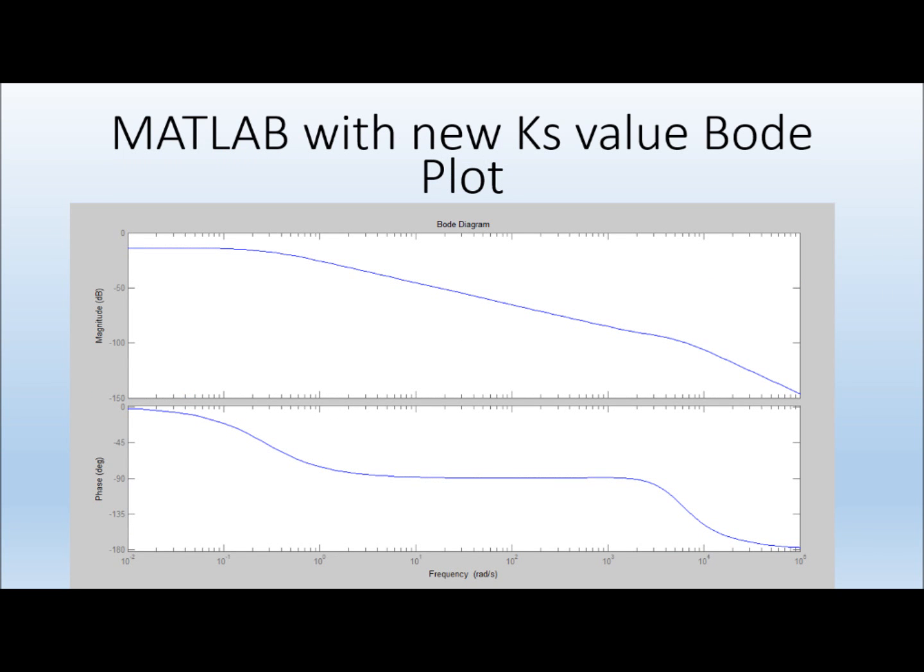Here we can see our new Bode plot for our new Ks value. On the top you see a magnitude still in decibels with a very good response. Beneath it we have our phase in degrees still, and as you can see, there is no longer the spike in the middle. Now we still start high, go down, level out for a little bit, and then end, with our frequency still in radians per second.